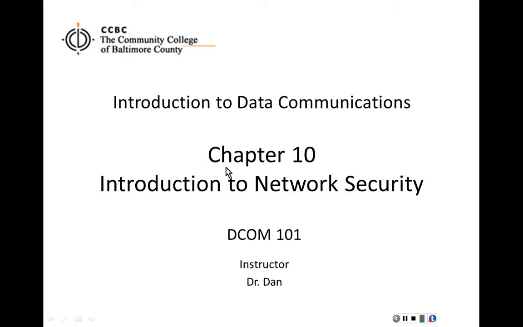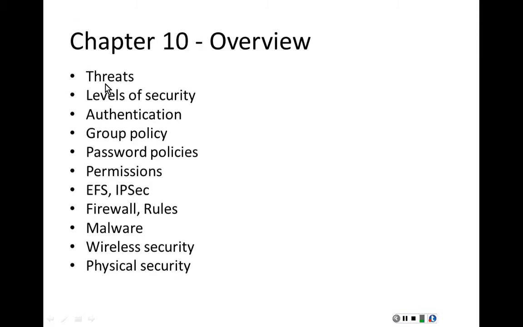Let's get started on Chapter 10, Introduction to Network Security. In this chapter, we will discuss threats, levels of security, authentication and authorization, group policy, password policies, permissions, EFS, the encrypted file system, and IPSec, IP security, firewall and firewall rules, malware, wireless security, and physical security.